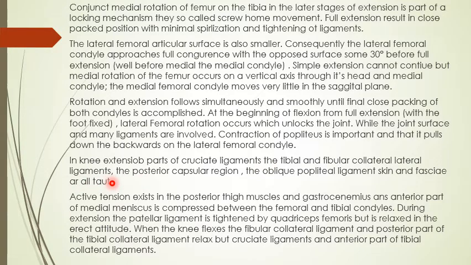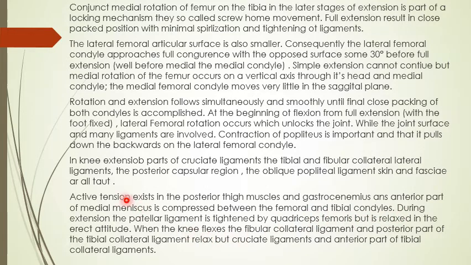The name is given close-packed position, a screw home position of the knee joint. This phenomenon is important to lock the knee joint, so that by spiralization one is stable on the knee joint, which is a highly mobile joint. Active extension, active tension exists in the posterior thigh muscle, gastrocnemius, and the anterior part of the medial meniscus is compressed between the femoral and tibial condyle.